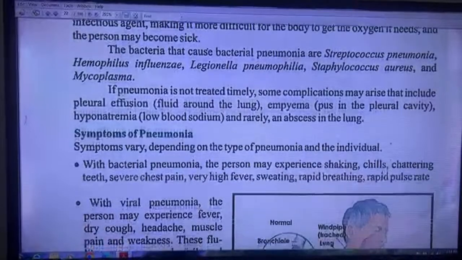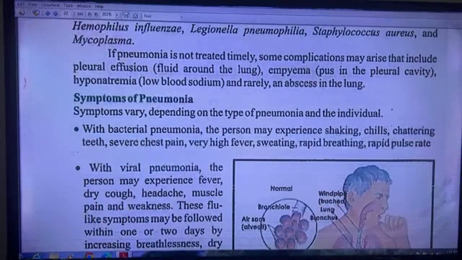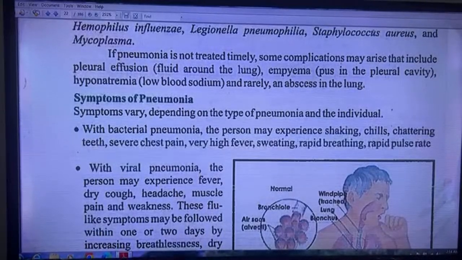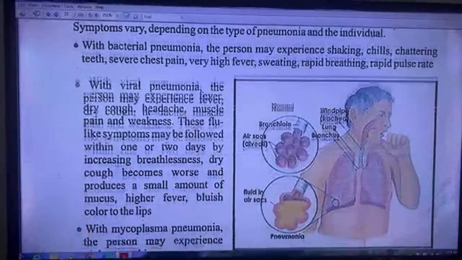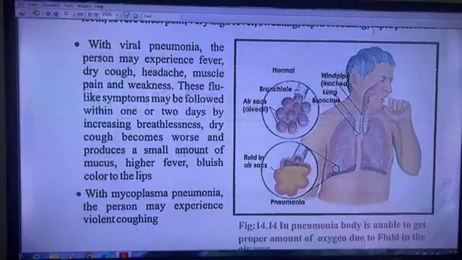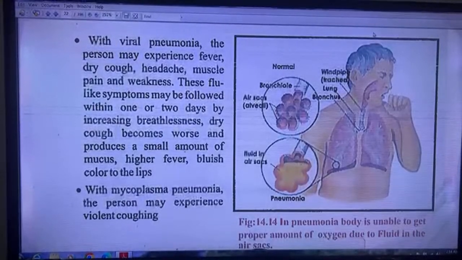Symptoms of pneumonia. Symptoms vary depending on the type of pneumonia and the individual. With bacterial pneumonia, the person may experience shaking, chills, chattering teeth, severe chest pain, very high fever, sweating, rapid breathing, rapid pulse rate. With viral pneumonia, the person may experience fever, dry cough, headache, muscle pain, and weakness.